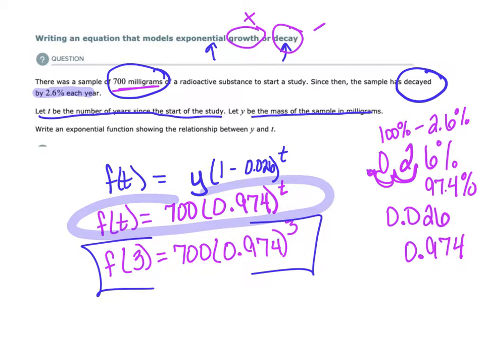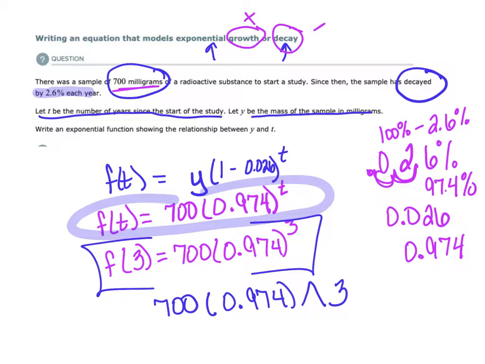That's your answer. But if you took it further and you wanted to know the mass after 3 years, your keystrokes would be 700. Then you would have a parenthesis. Then you would have 0.974. Then you'd close that parenthesis. Then you'd put a caret right there. That caret means that you're raising that to the third power. That's what your calculator keystrokes would be.